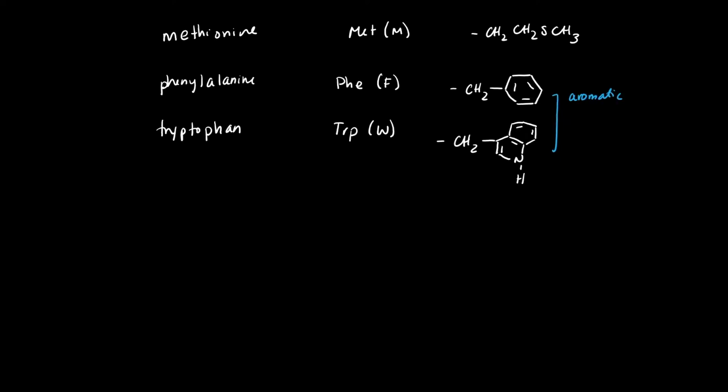And another thing to know, which arises from their aromaticity, is that they absorb light at 280 nanometers, which is helpful when we want to quantify proteins. So those are all our hydrophobic amino acids. Next we get to the polar uncharged amino acids.